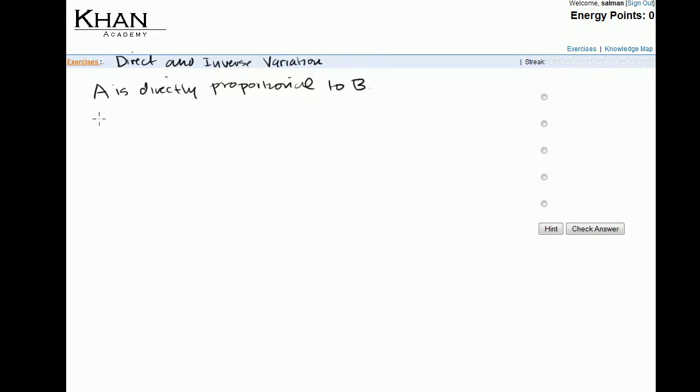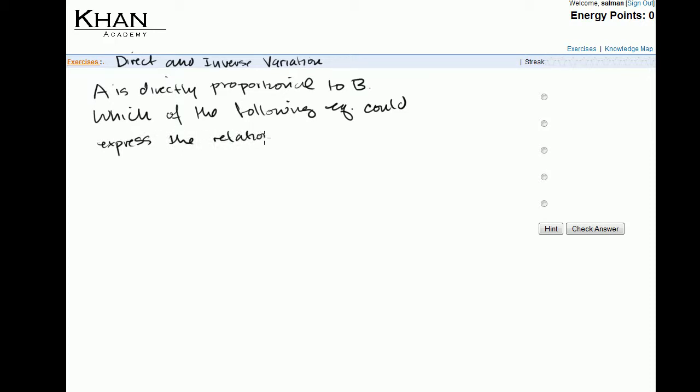to B. Which of the following equations could potentially express the relationship between A and B? And we'll give a bunch of choices. Obviously, all of them should be wrong except for one of them.